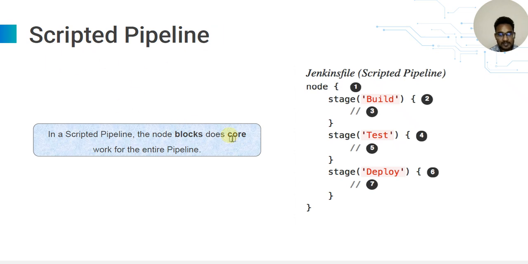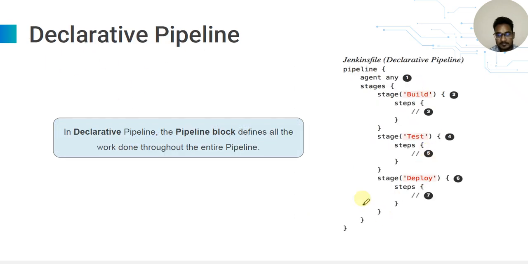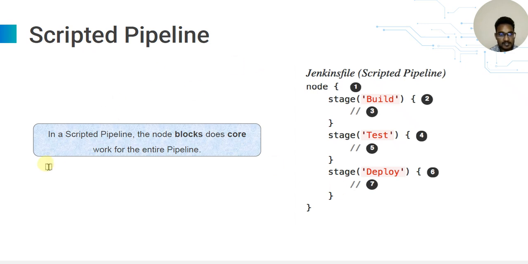Scripted pipeline. Declarative pipeline is step by step, while in scripted pipeline, the node block contains the code that works for the entire pipeline. Jenkins scripted pipeline: node, body start, stage build, test, stage deploy, each with start and close. Double slash marks a comment statement. This is a scripted pipeline.